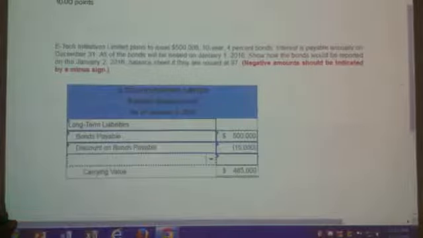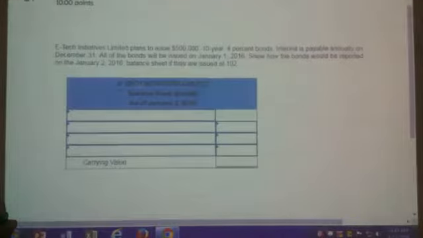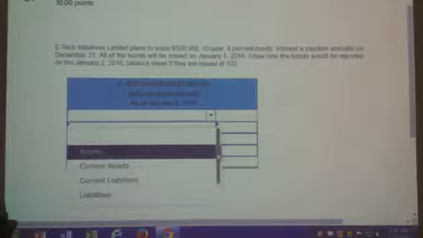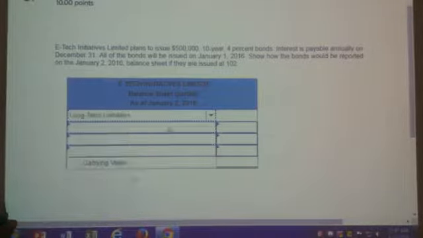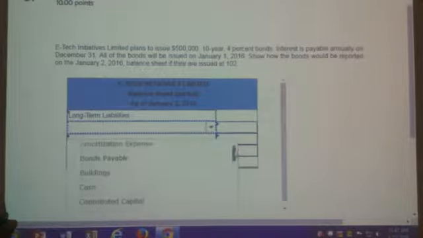And question 5, very much similar, except this time they are issued at 102. So it's the same 500,000, 10-year, 4% bonds, but instead of being issued at 97, they are issued at 102. So in this partial balance sheet, we are doing the long-term liabilities. That's the section we're in. We're recording the bonds payable at its face value, 500,000.